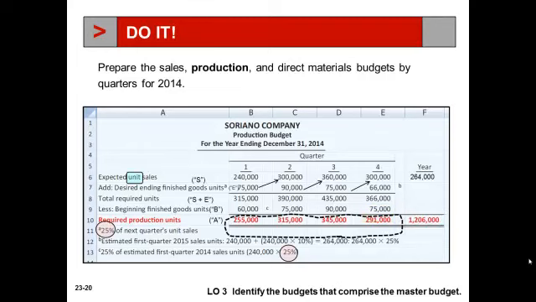Total for the year, 1,206,000. Again, these are finished good units. These are additions to the finished goods inventory account.